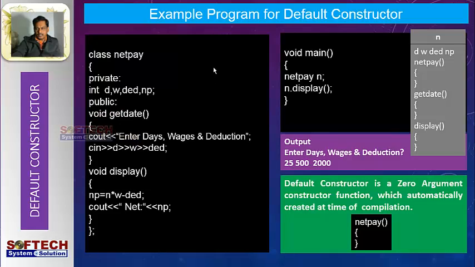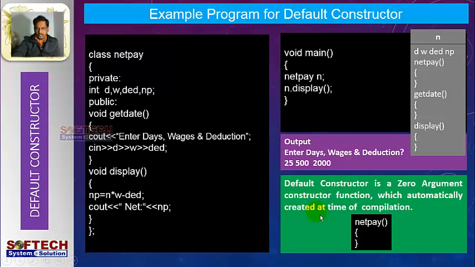So this program does not have any constructor. But at the time of compilation, one is automatically created. The default constructor is a 0 argument constructor function, just like this. The constructor name is similar to the class name. So netpay, opening brace, closing brace. This is automatically generated by the compiler at the time of compilation. That is a 0 argument constructor. So this is a default constructor.